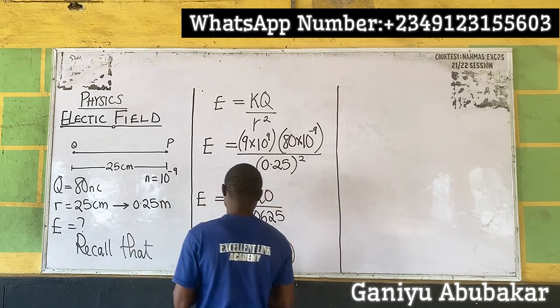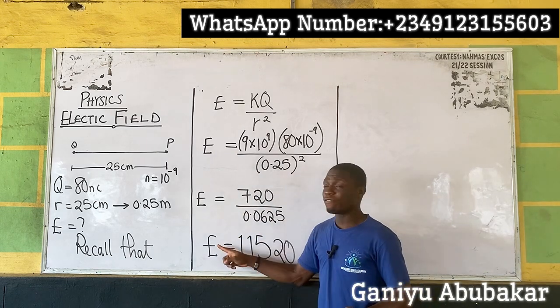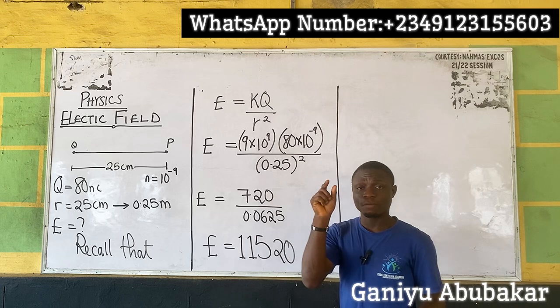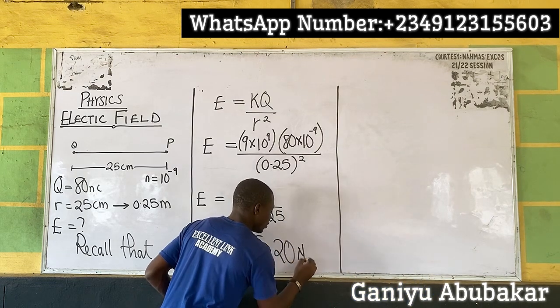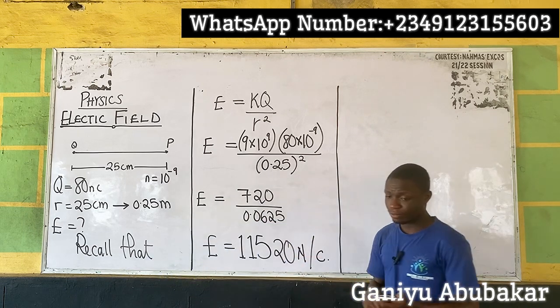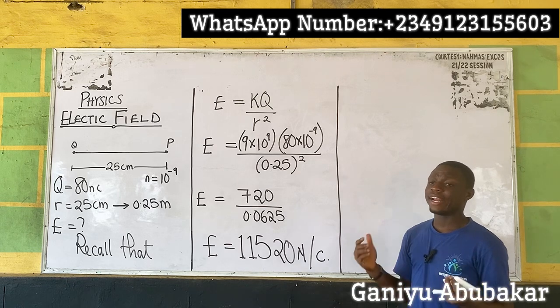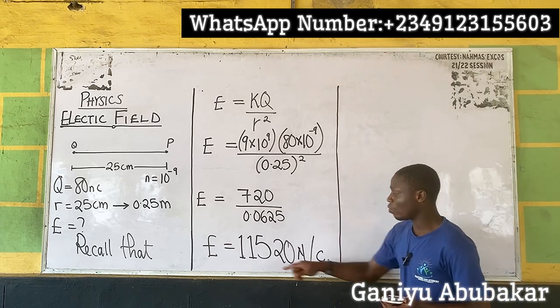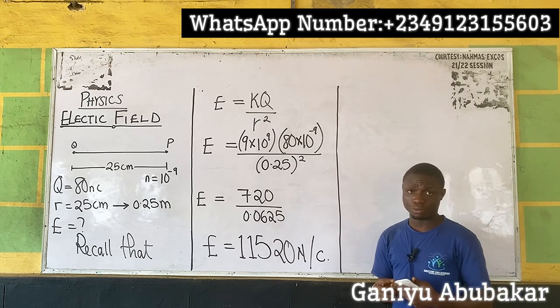This gives 11520. What will be my SI unit here? We said the SI unit of electric field intensity is Newton per coulomb. So the electric field intensity here is given as 11520 Newton per coulomb.